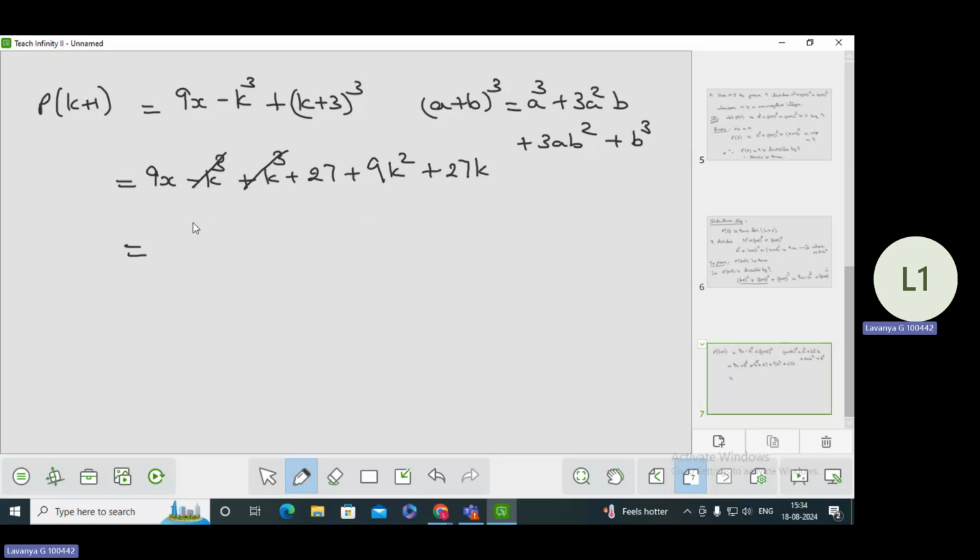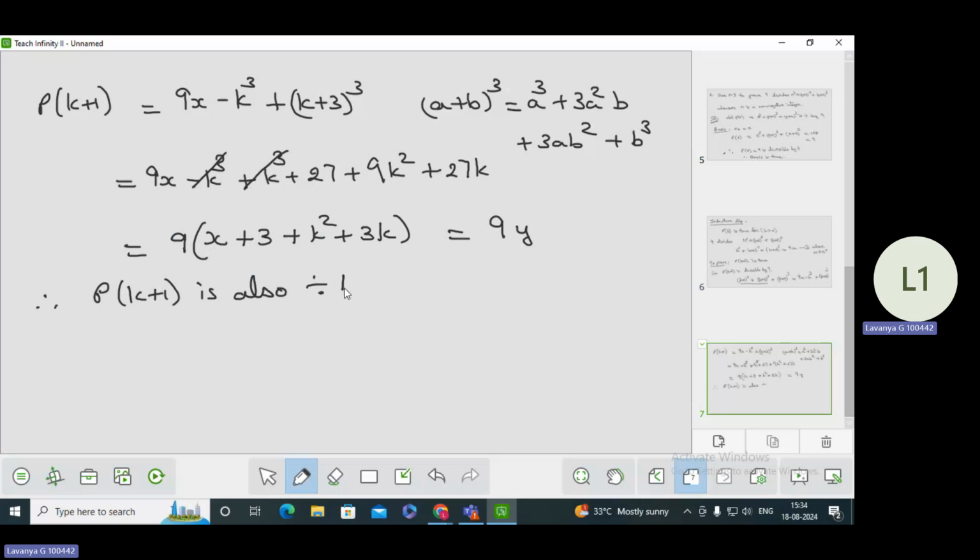There is going to be 9 common in all these terms. So I will have 9 into x plus 9 into 3 is 27, so plus 3 plus k squared plus I am going to have a 3k. Clearly, this is of the form 9 into y. Therefore, my p of k plus 1 is also divisible by 9.